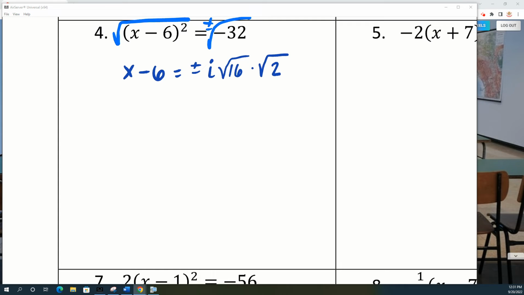Okay. So I am going to find the square root of 16, which is just 4. So it's going to be positive and negative 4i, and then that 2 stays underneath the square root. So getting the order right, sometimes it gets kind of tricky.